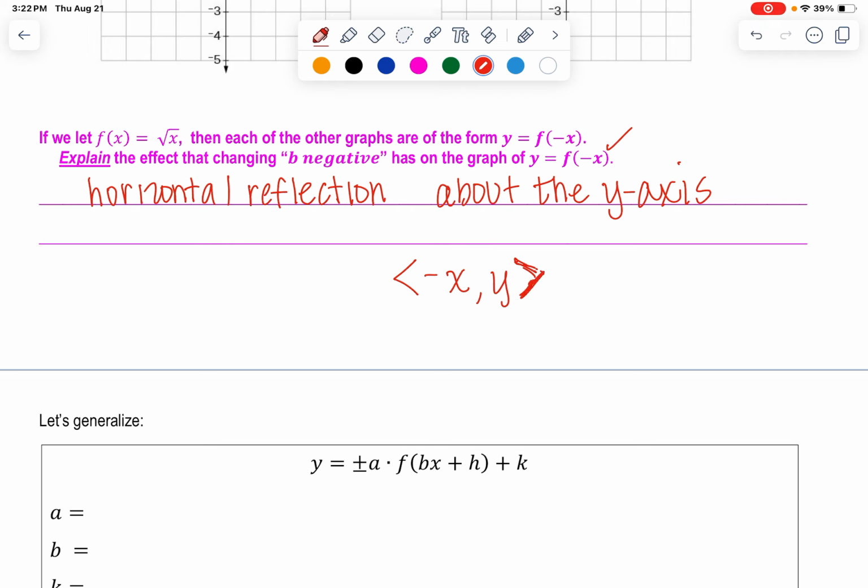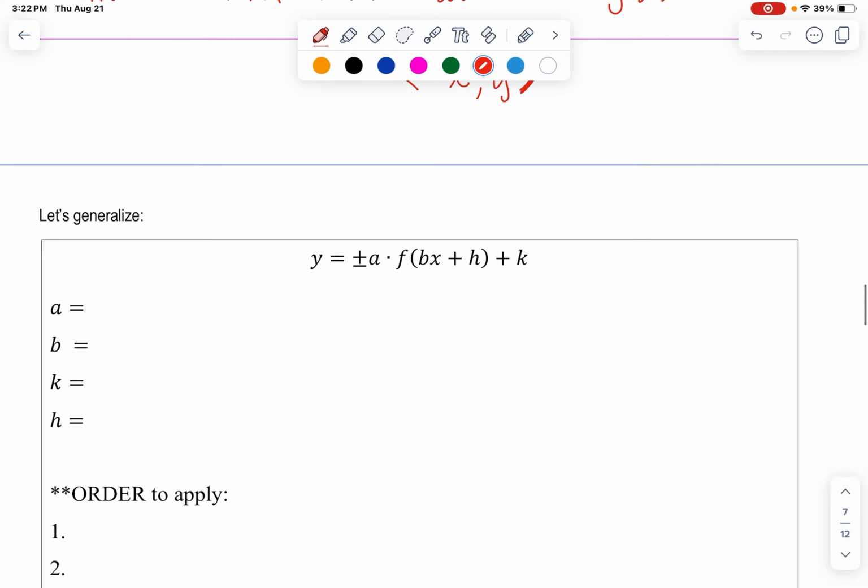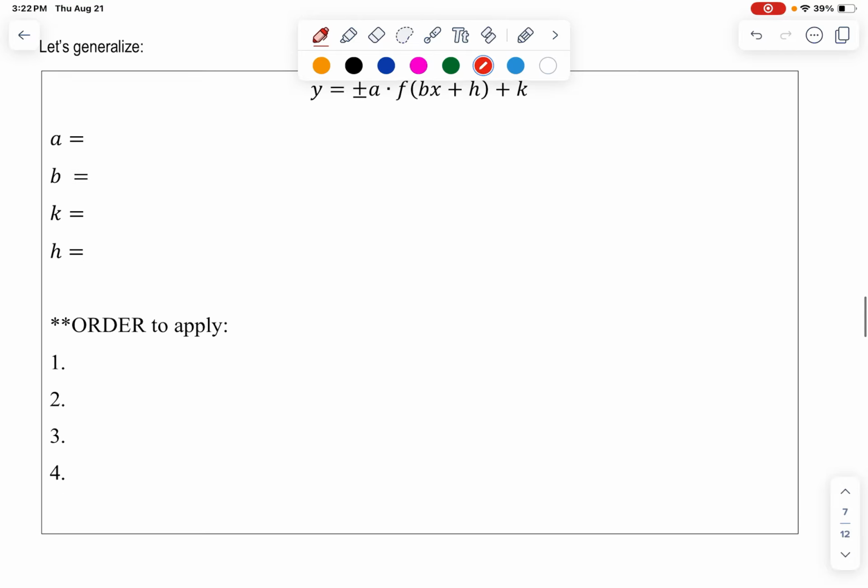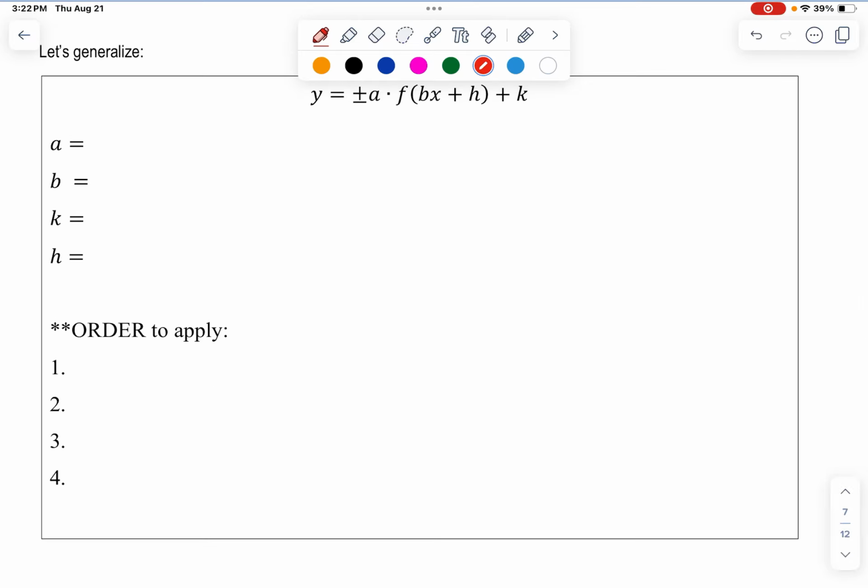All right, so those are the different transformations that can happen to our graph. And then now we just have it all summarized right here. And then there is a certain order that you have to do them in, because if you do them in the wrong order, it might not give you those transformations.